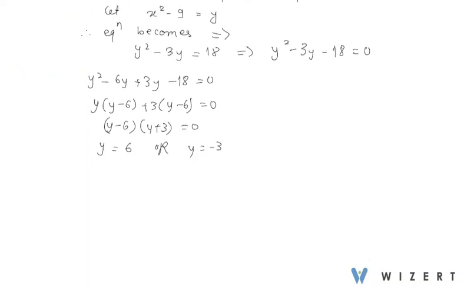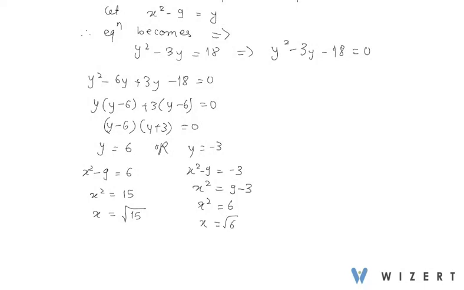So if y = 6, x² − 9 becomes equal to 6. So x² = 15. So x becomes √15. And if y = −3, then x² − 9 becomes equal to −3. So x² becomes equal to 9 − 3. So x² is equal to 6. So x is √6.